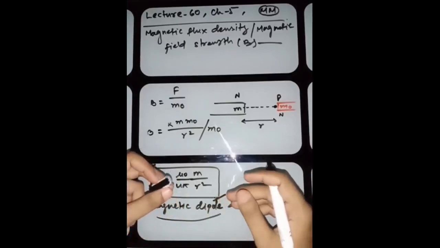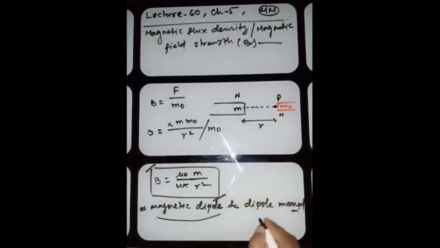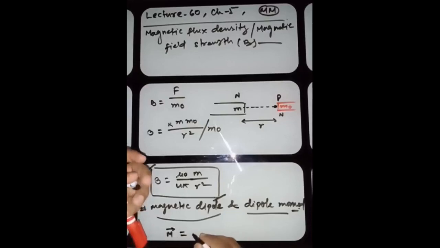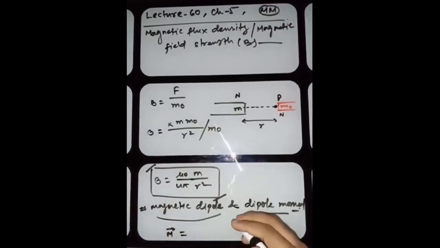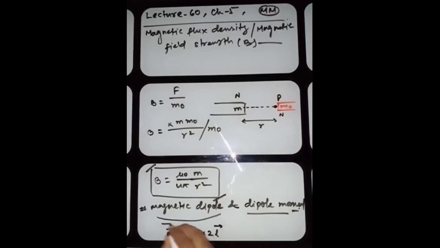Okay, now the magnetic dipole moment, it is represented by capital M, and this magnetic dipole moment is the product of pole strength and the separation between the two poles of the magnet. It is the vector separation. So this will be the dipole moment.